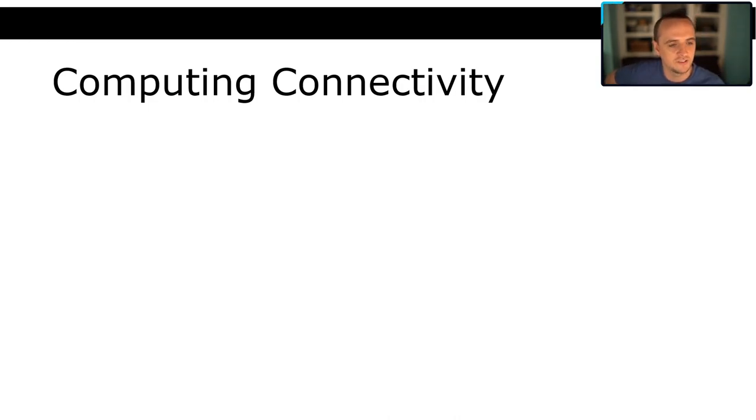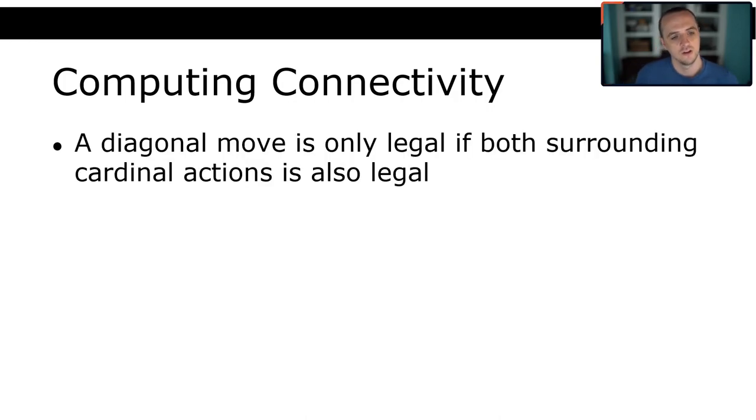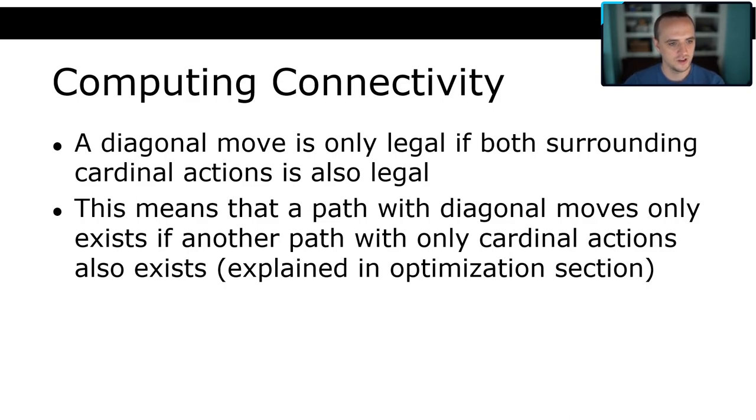Here's why it's not the case, and I didn't come up with this, so I'm allowed to call it brilliant. It's brilliant because of the no sliding over other colors thing that we said. Recall that a diagonal move is only legal if both the surrounding cardinal actions are also legal. Why does that help us? It helps us because it means that any path with diagonal moves only exists if another path with only cardinal actions also exists.